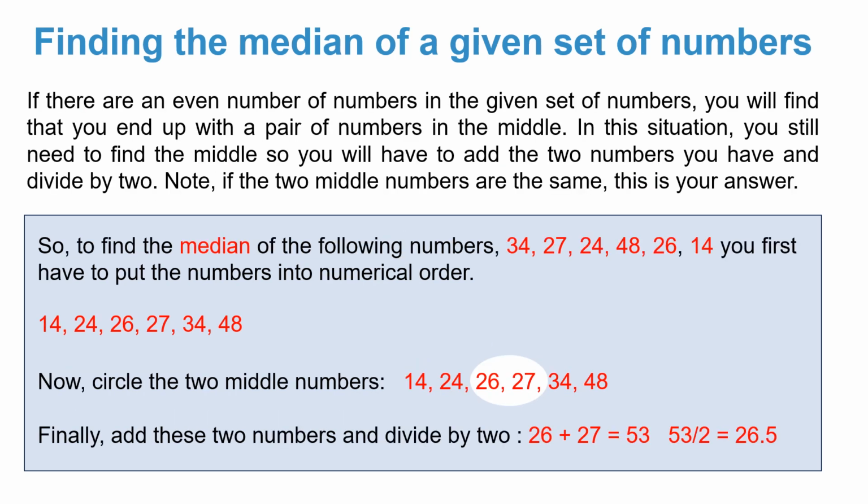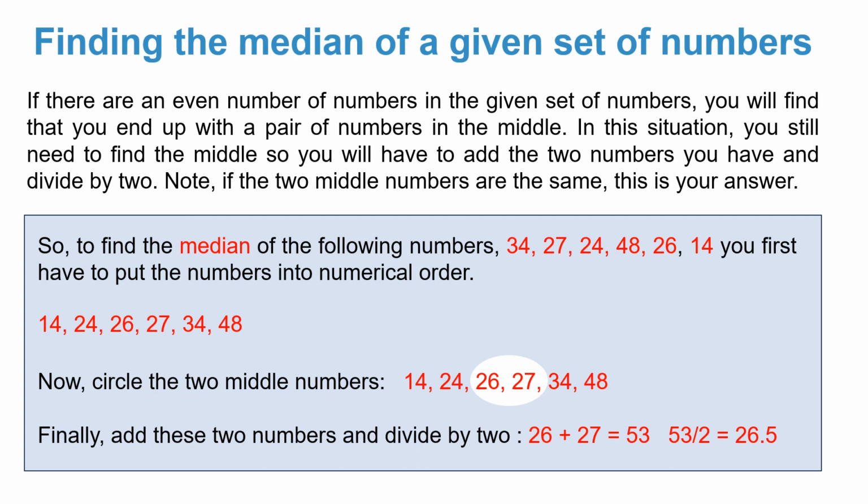Depending on the numbers you've been given, you might find that you end up with a pair of numbers in the middle. In this situation, you still need to find the middle. You're still finding the median, and the median is the middle. So you'll have to add up the two numbers you have and then divide by 2. Note, if the two middle numbers are the same, this is your answer.